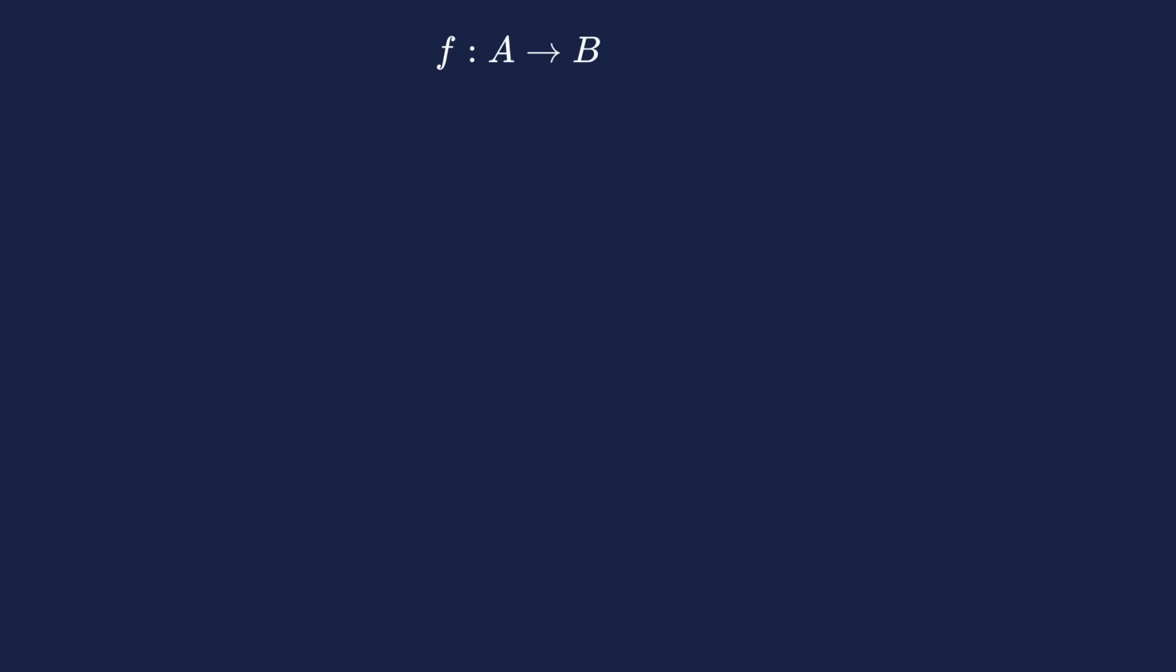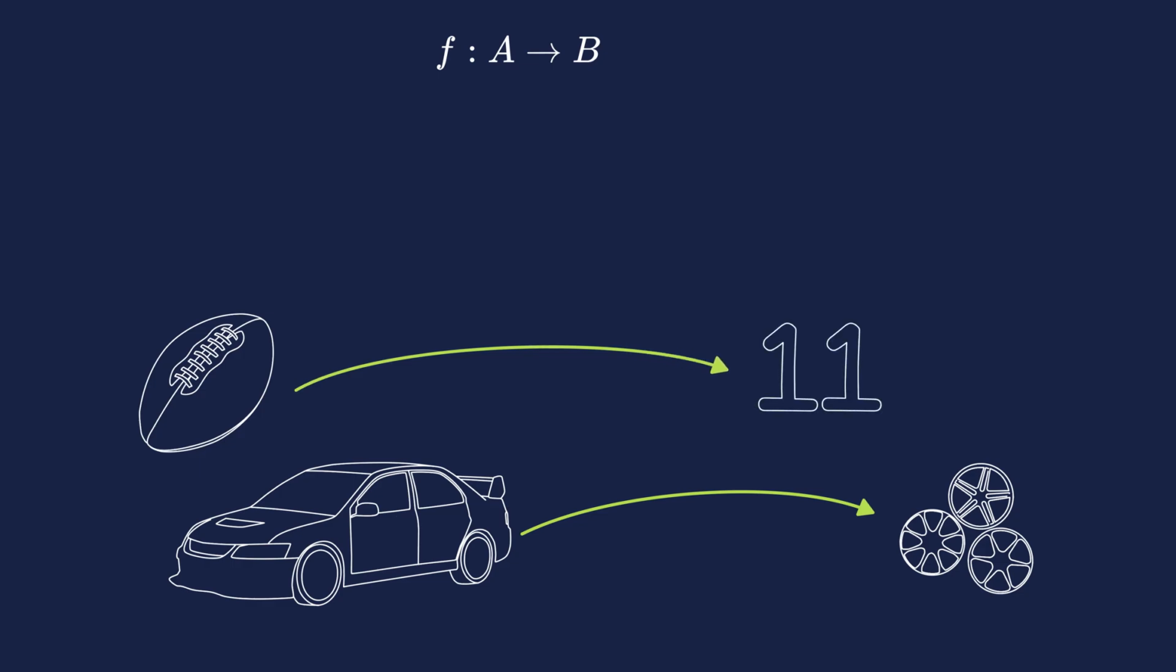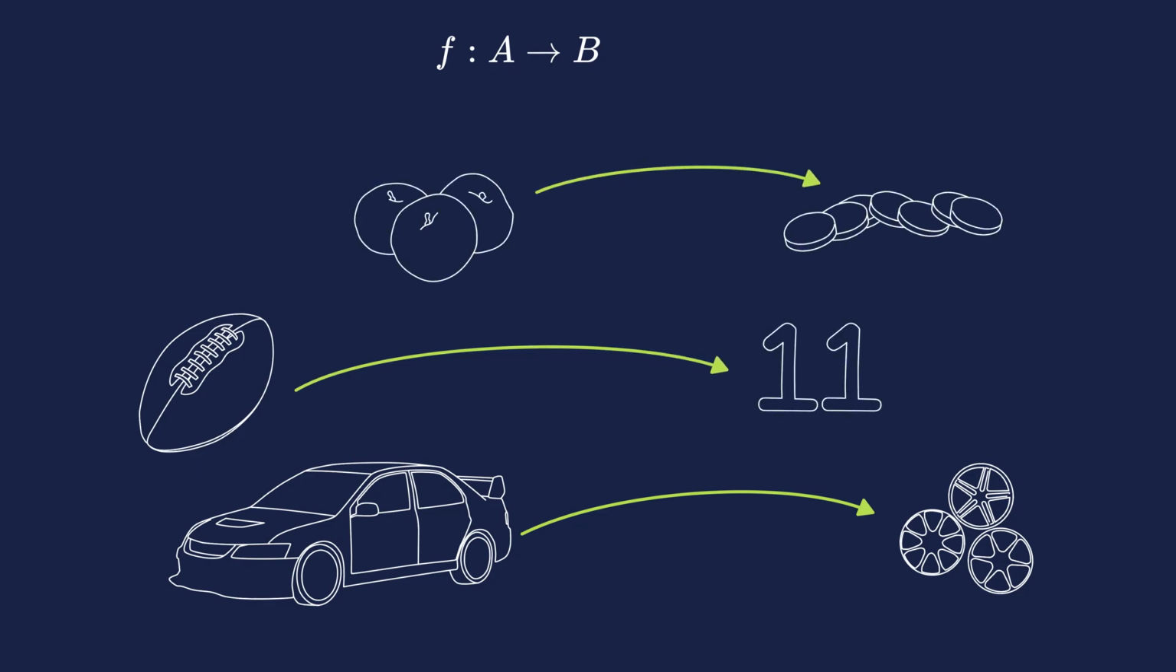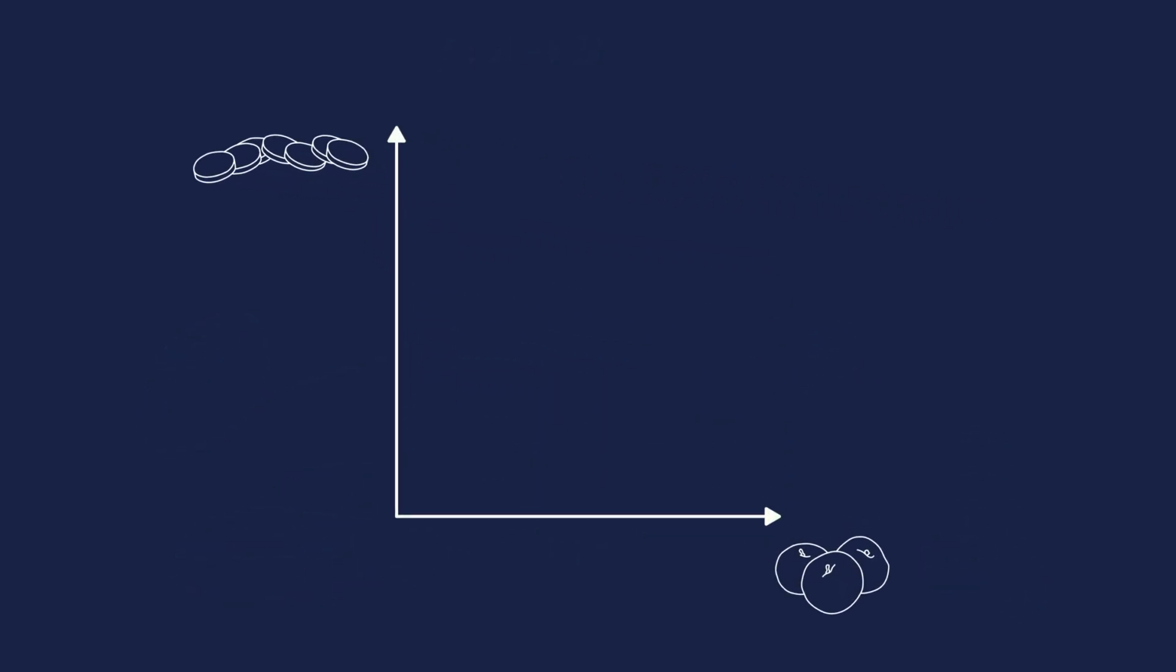In general, a function f from A to B describes any assignment of elements of the set A to elements of the set B. For example, the assignment of a car model to the set of possible rims, of a sport to the number of players per team, or of a set of apples with a certain weight to their price. In the last example, people have a fairly precise idea of how the price of apples should behave.